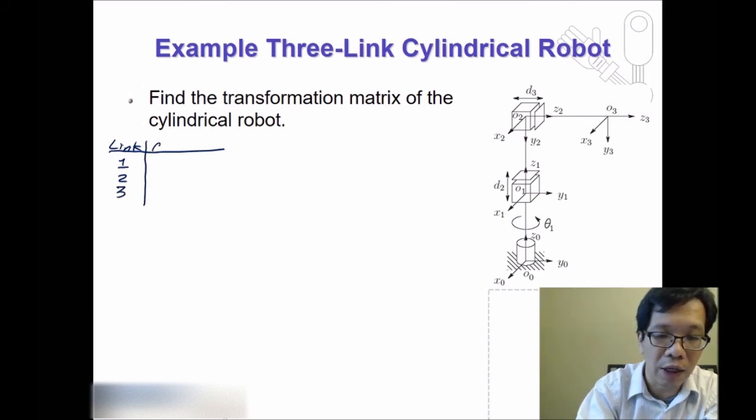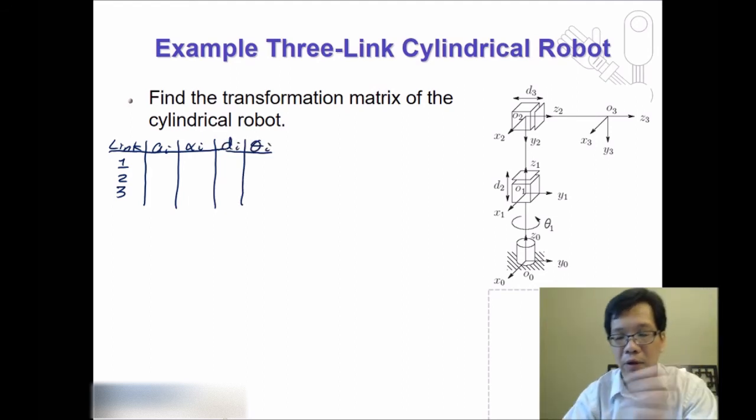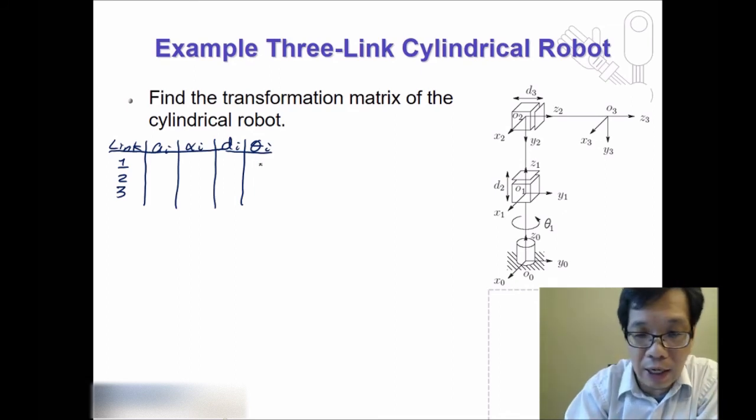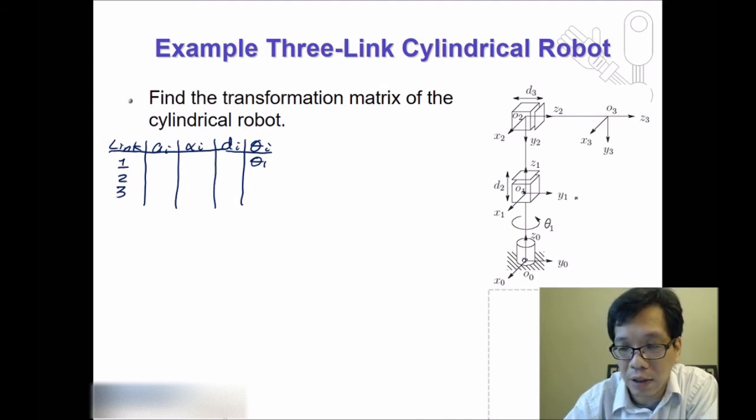What do we need to define? a_i, alpha_i. We also need to define d_i and theta_i. Okay, let's start from this one. This one is going to rotate about the z-axis, so it's going to be z1, theta 1 over here, and joint 0 and joint 1. Actually, we got the distance over here, and the distance is d1.